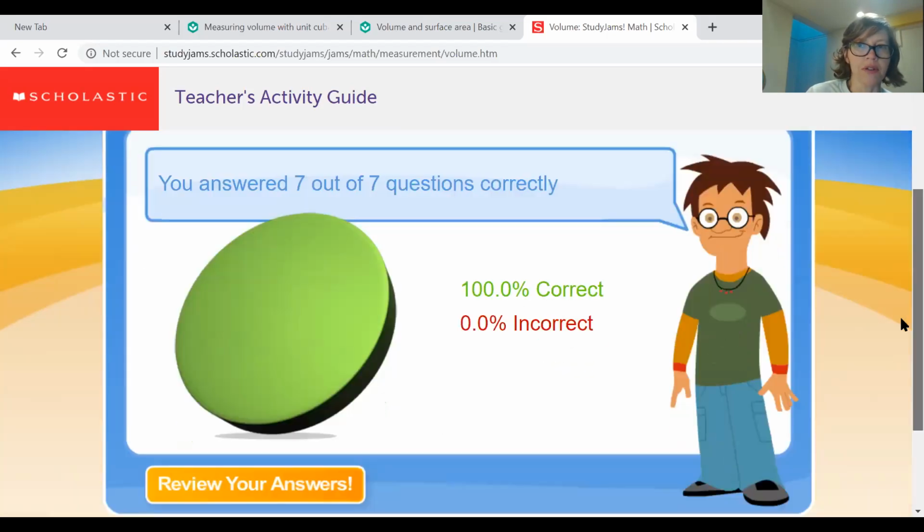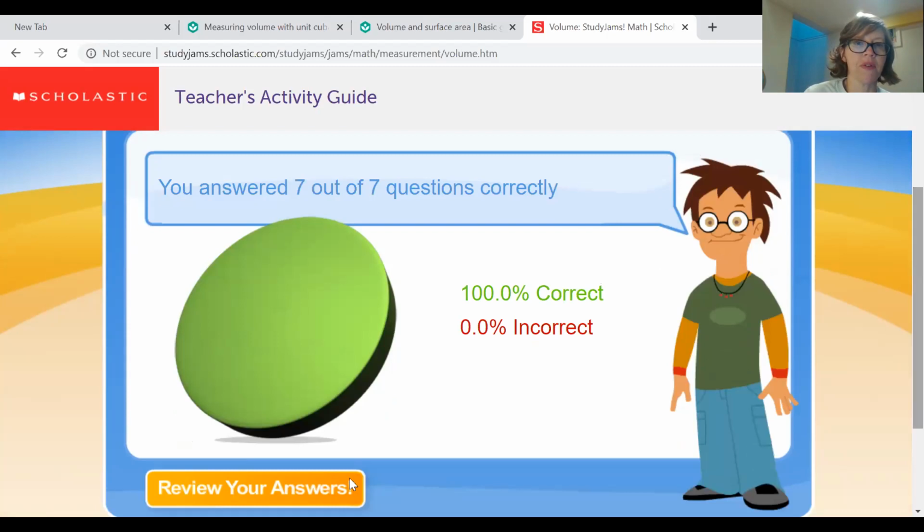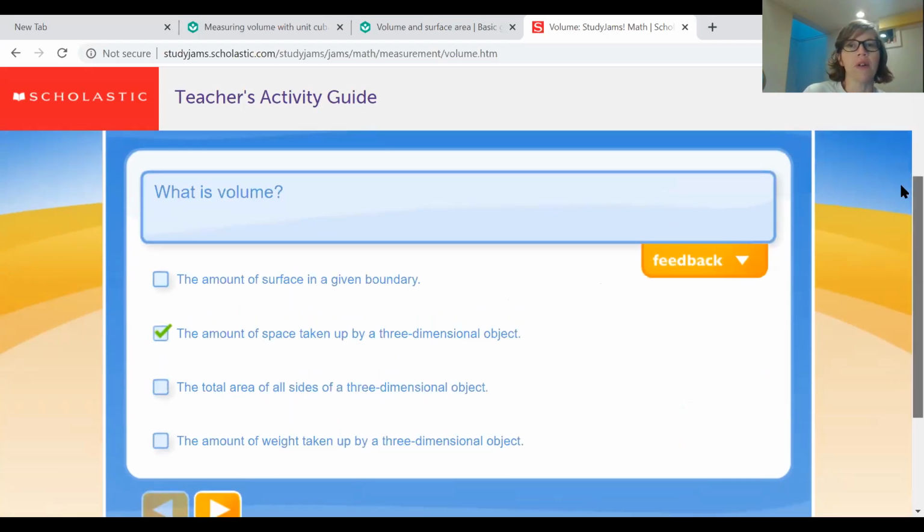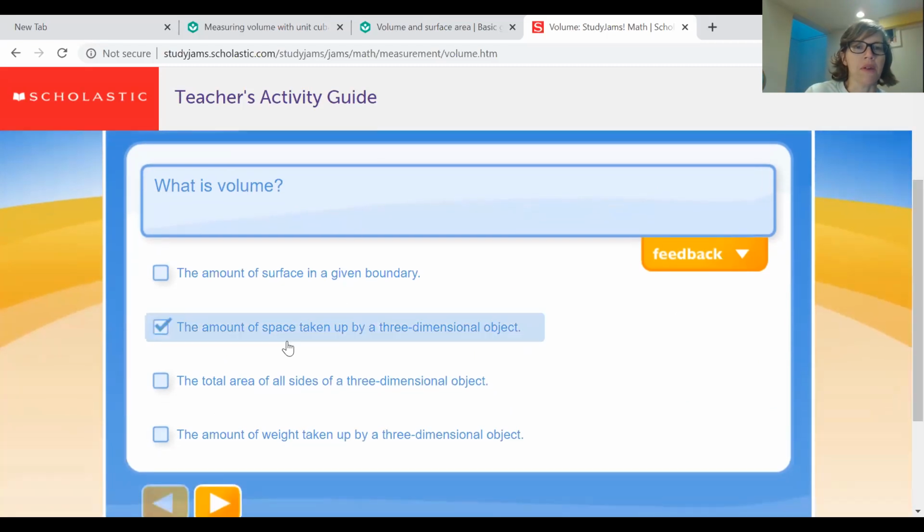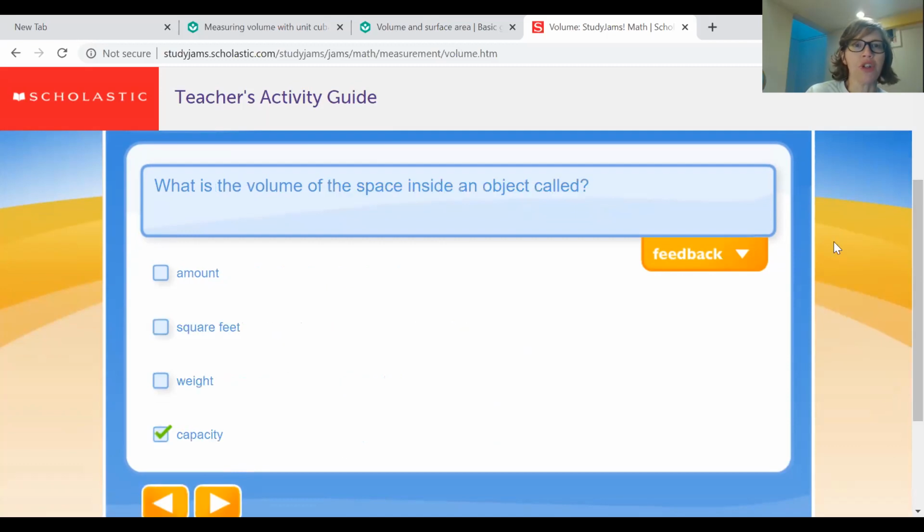All right, now we're going to check ourselves. So make sure you're checking. I'm going to review our answers. So question number 1, what is volume? And that was B, the amount of space taken up by a 3-dimensional object. All right, question number 2, what is the volume of the space inside an object called? It is called capacity. So the volume of the space inside is known as the capacity. How much can it hold? Question 3, what is another way to write that you have 21 1-centimeter cubes? And that answer would be C, 21 centimeters cubed or 21 cubic centimeters.